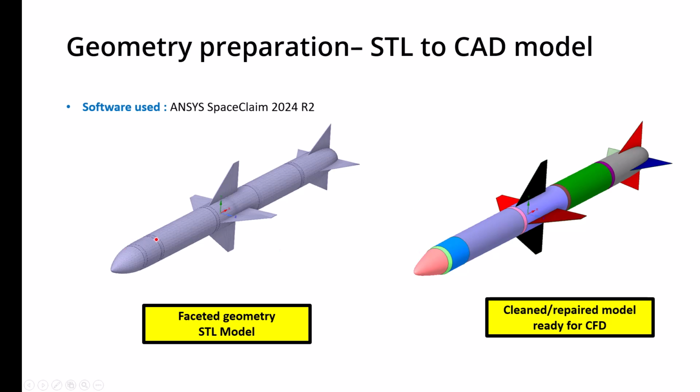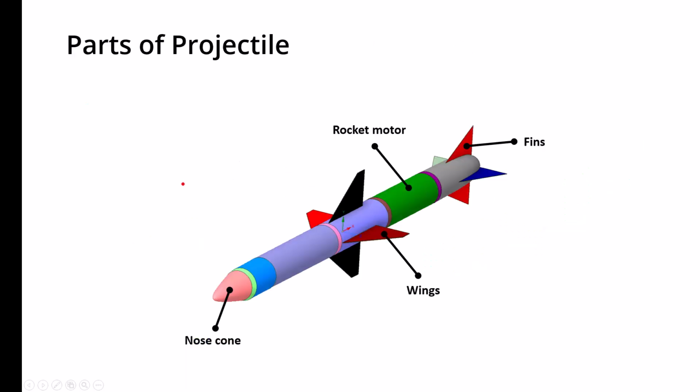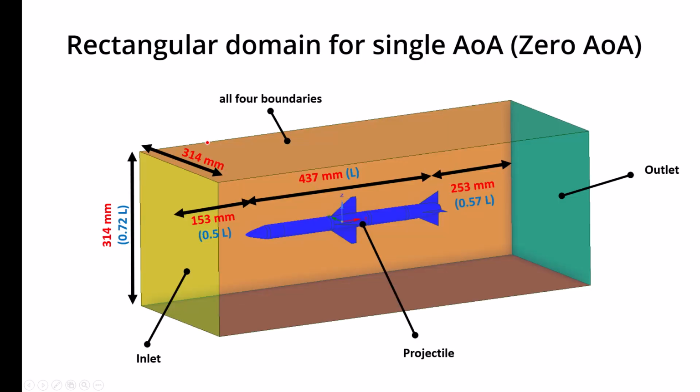Okay, I deleted this ring here, but right now it doesn't matter, I think. But if you want to include it, you can include it also. So these are parts of the projectile.